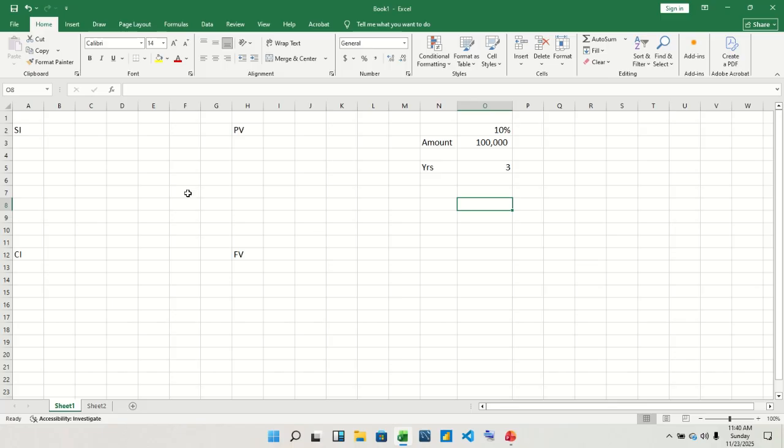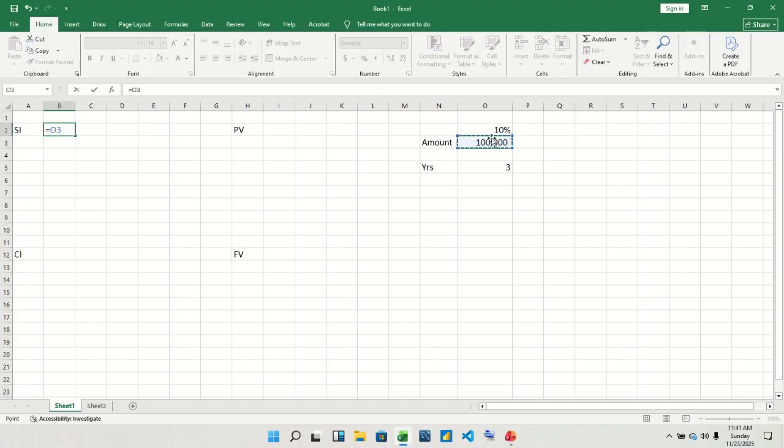So today, without wasting much time, we'll quickly start with the simple interest. So we'll start with the basics from the beginning. Assuming that we have this data here, 10%, 100,000 as the principal, and 3 years, and we're asked to calculate the simple interest, we simply come here and type equals to, then you pick the principal, which is 100,000.